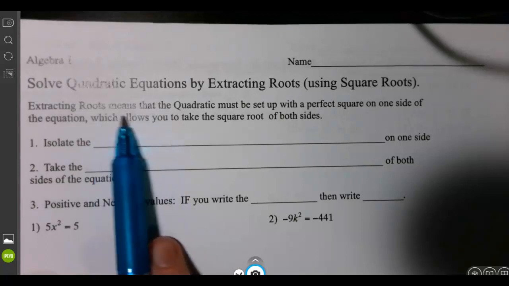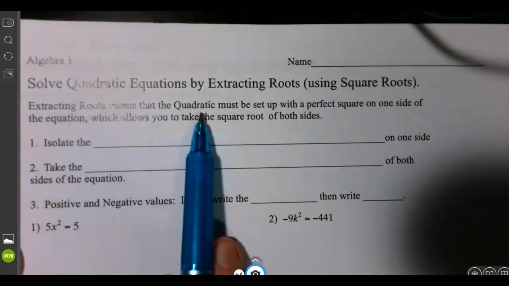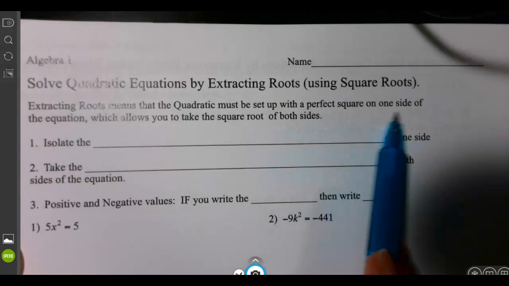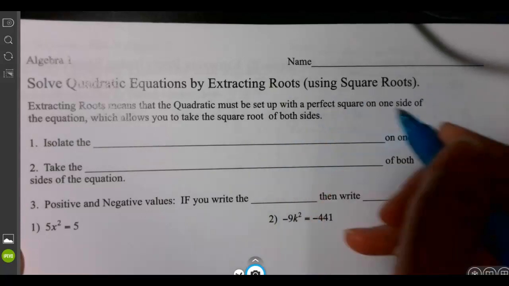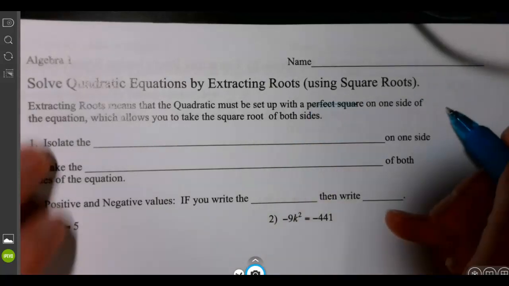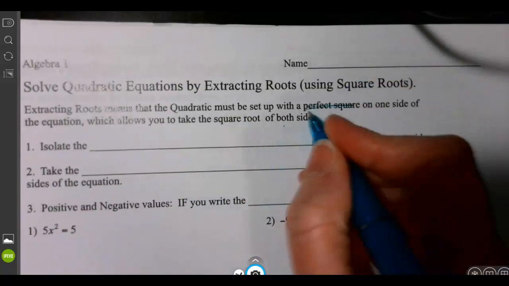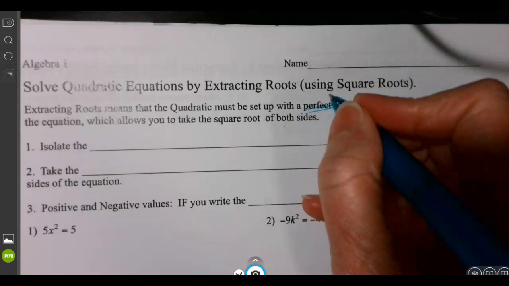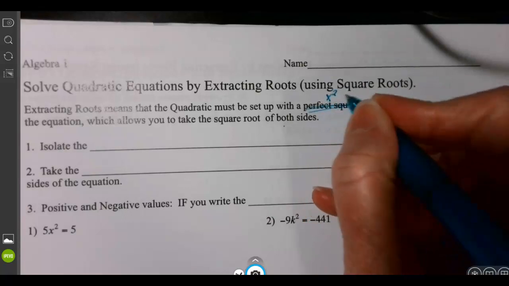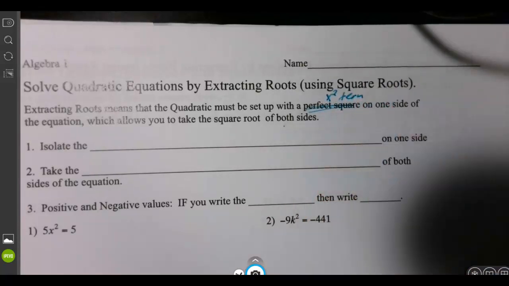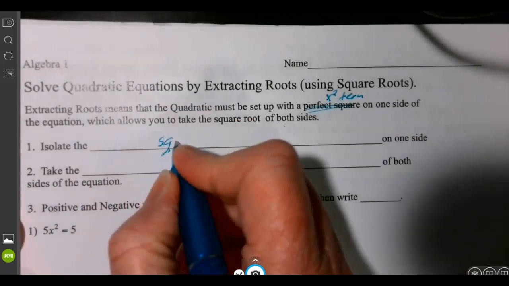So extracting roots means that the quadratic must be set up with a perfect square on one side. Doesn't even have to be a perfect square. Okay? On one side, which allows you to take the square root of both sides. So it's not a perfect square, it's just that there's a squared term on one side. Okay? So we're going to isolate the squared term.